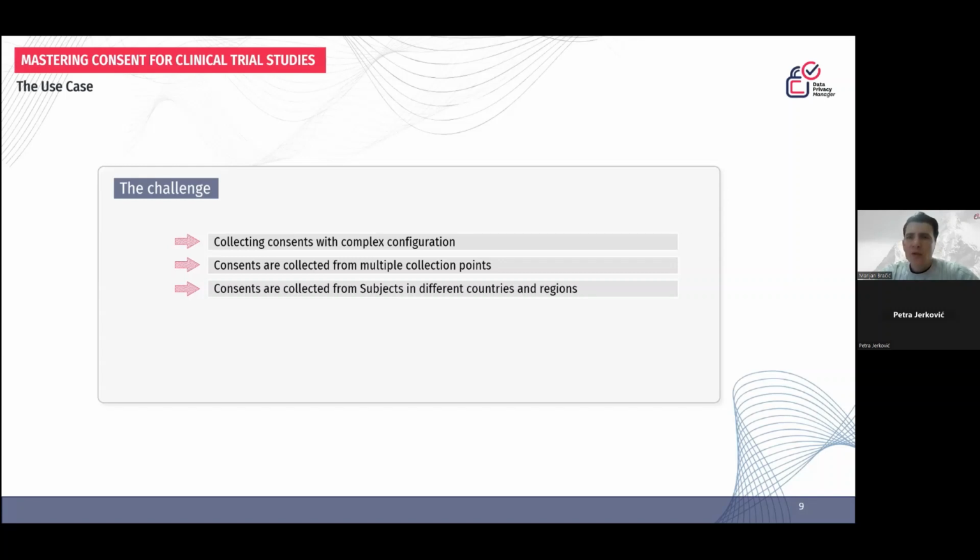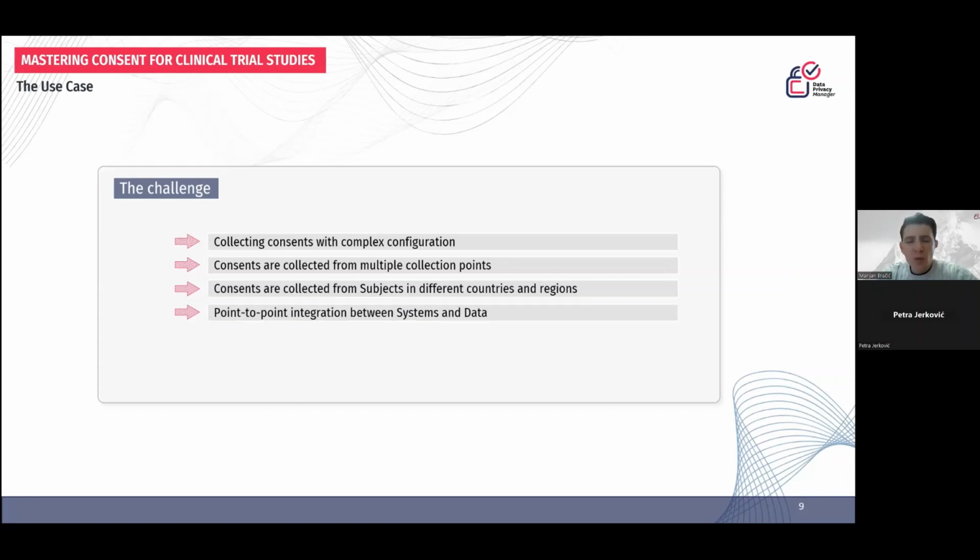Then you need to take into account that you are collecting information and consents from subjects in different countries and regions with different culture, with different language. You need to take that into account. And also later you need to be able to know from which country or from which region the patient is coming, because some countries will have different privacy laws, for example, different regulations about what you can actually do with the data and how you can process the data.